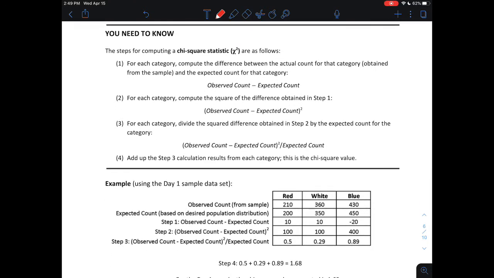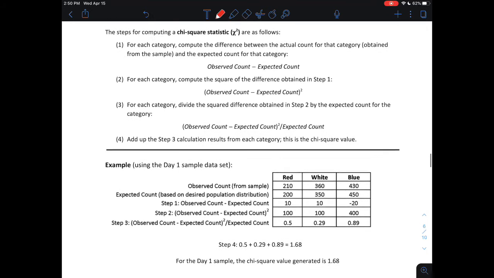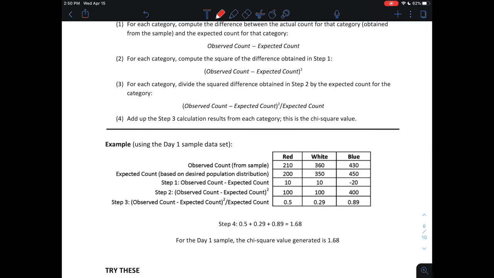So here's the square difference that I was talking about. Step 3, for each category, divide the square difference obtained in step 2 by the expected count for the category. This is just like in standard deviation, where we took a square difference and then divided it. And then step 4, add up the step 3 calculation results from each category. That will be the chi-square value.